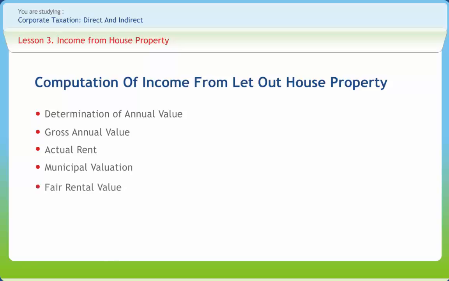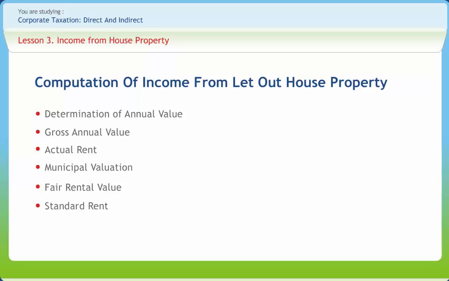Fair rental value of a house property is based on the rent prevailing for similar type of accommodation in same or similar type of locality. It is based on the principle that rent prevailing in same locality for similar sized property is almost the same. The rent fixed under Rent Control Act, wheresoever applicable, is called standard rent.